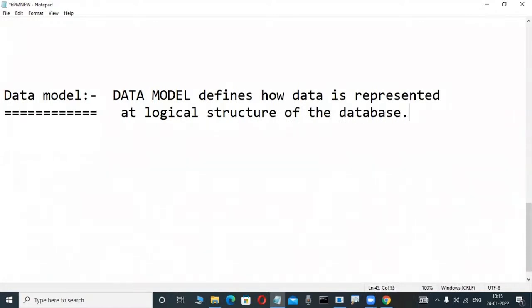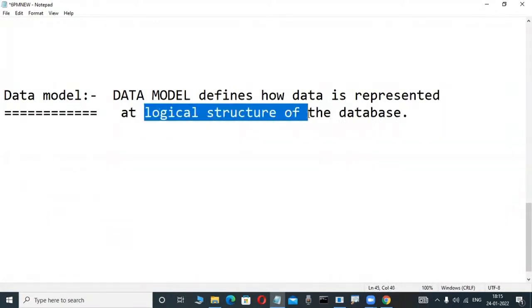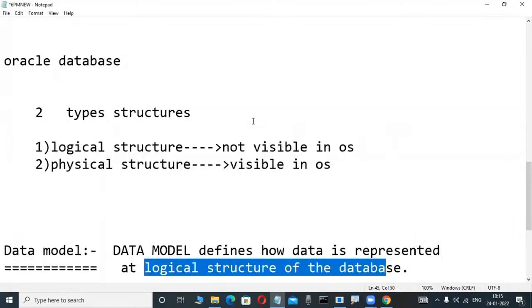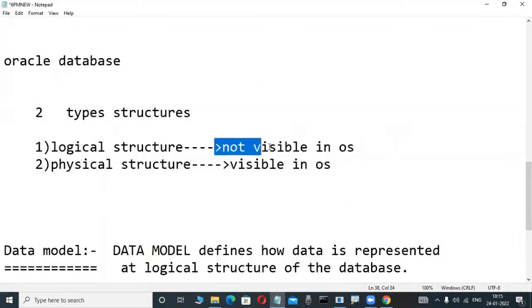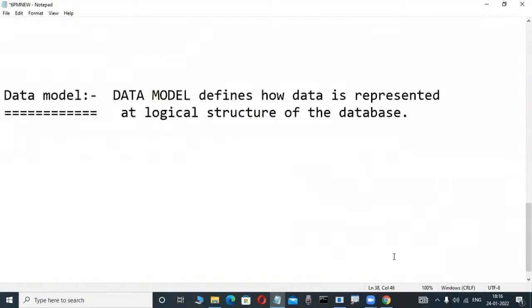And now check it out. Screen, observe here. What is a logical structure? As I told you in previous classes, a structure which is not visible in the operating system is called a logical structure. Or maybe you are creating a table, which is not visible in the operating system, but that structure is visible in the database. Very good.